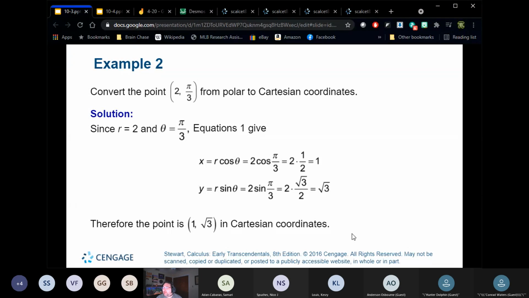Example 2: we're going to convert the point (2, π/3) from polar to Cartesian coordinates. So my r is 2, and my theta is π/3. We're just going to plug those into the equations, r cosine theta and r sine theta. So r is 2, that's simple. Cosine of π/3 is 1/2. And sine of π/3 is square root of 3 over 2.